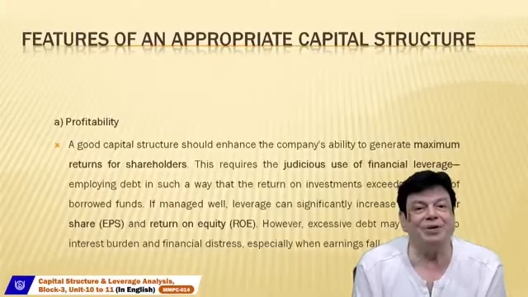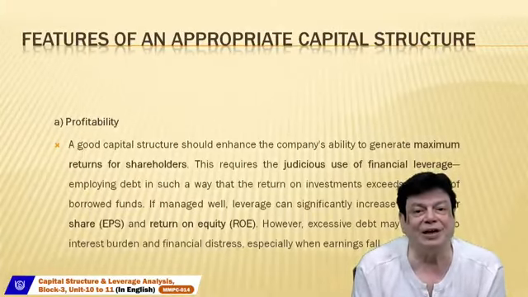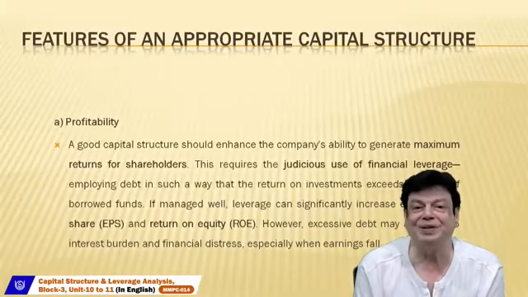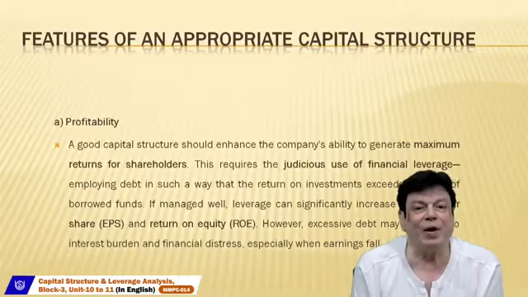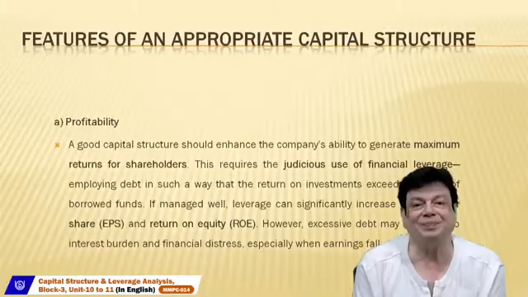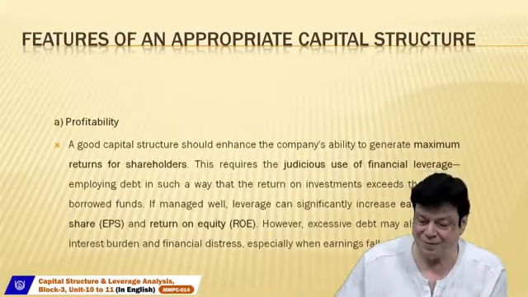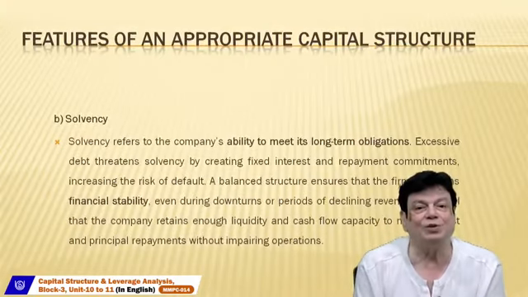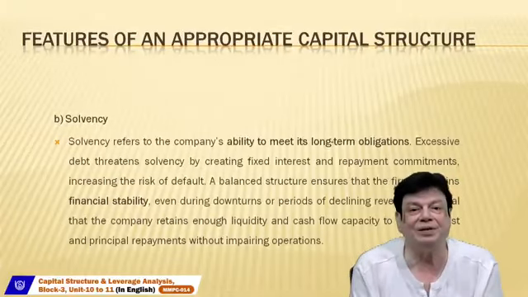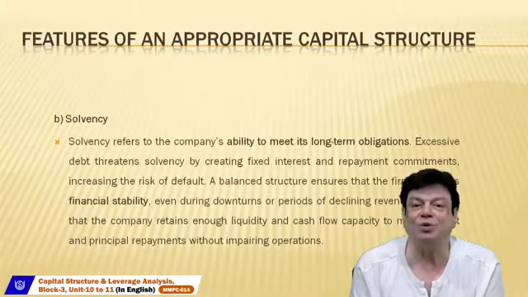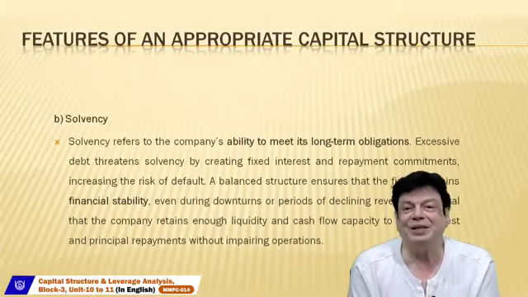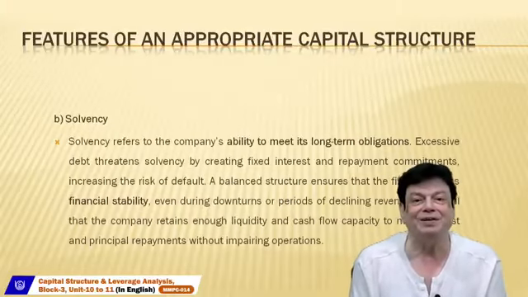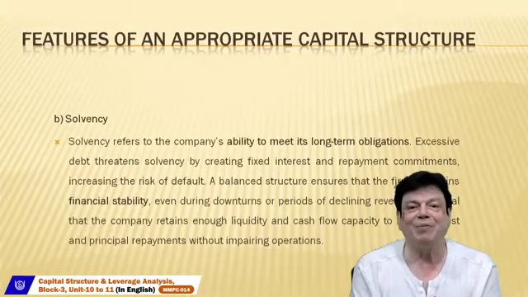A good capital structure should enhance the company's ability to generate maximum return for shareholders, in the form of dividend. This requires the judicious use of financial leverage, employing debt in such a way that the return on investment exceeds the cost of borrowed funds. Then next is solvency. Solvency refers to the company's ability to meet its long-term obligations. Suppose debentures are to be redeemed after 5 years. The company should generate money so that they can pay the debenture holders. Excessive debt threatens solvency by creating fixed interest and repayment commitments.